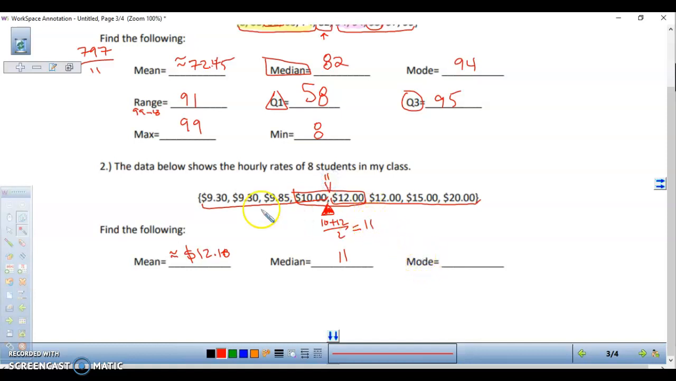The mode is the number that occurs most frequently, right? And so the mode occurs most frequently, and that data value was, let's see, $9.30 happened twice, and $12 happened twice. So there are 2 modes, the $9.30 and the $12.